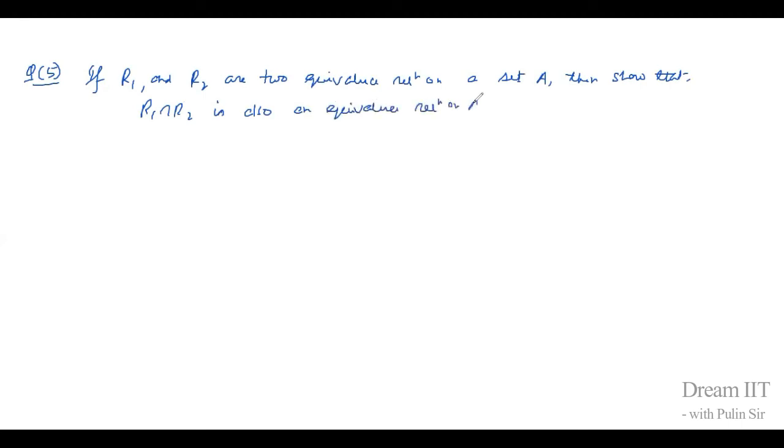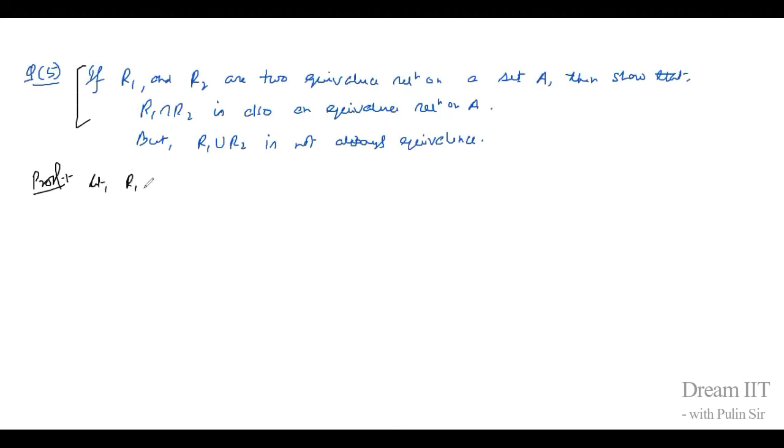Equivalence relation on A, but R1 union R2 is not always equivalence. That means union may not always be equivalence, whereas intersection of two equivalence relations is also equivalence. So we have to write this. So first we are going for the main part, this one. So let it be like this.